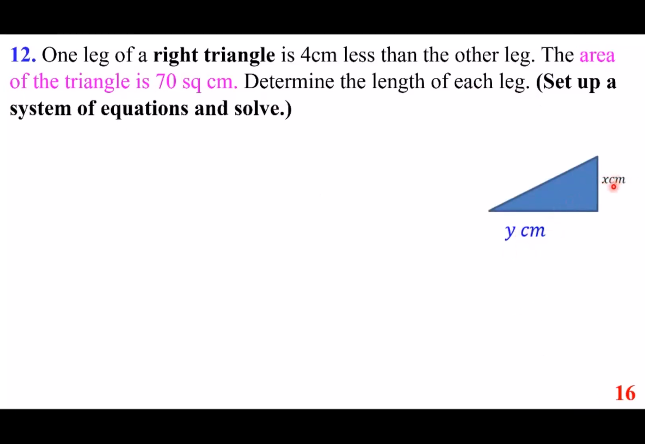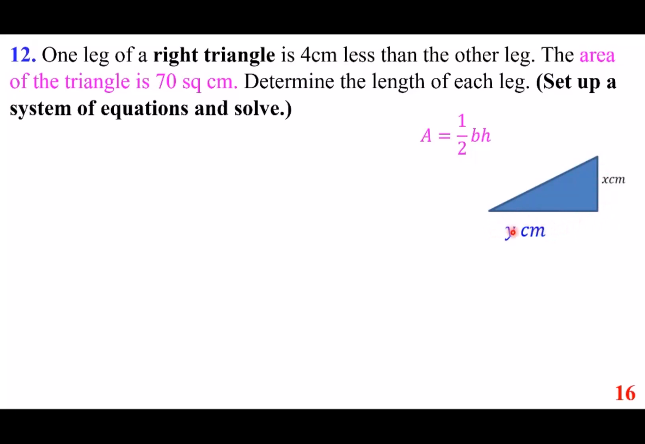The legs, we don't know. We can call them x and y. We know the area is 1/2 base times the height. So the very first thing we write: one leg is 4 centimeters less than the other one. So x is y minus 4, because it's 4 centimeters less, and the area is 1/2 the base and the height.